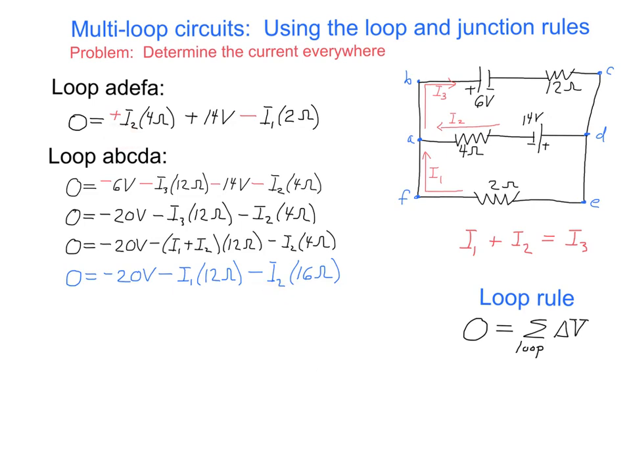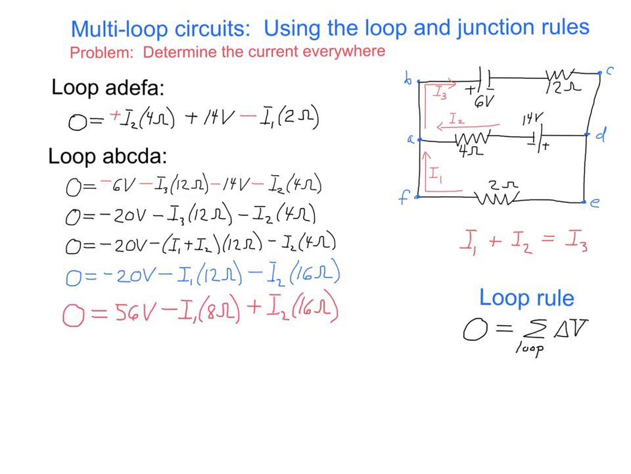Now, there are many different ways to solve this system of two equations and two unknowns, but one nice way is to note that if we multiply both sides of this equation by 4 and add it to this equation, and then we add both sides of both equations, we will then eliminate I2. So let's see how that works. Let's multiply both sides of this equation by 4 and put the corresponding terms under this equation.